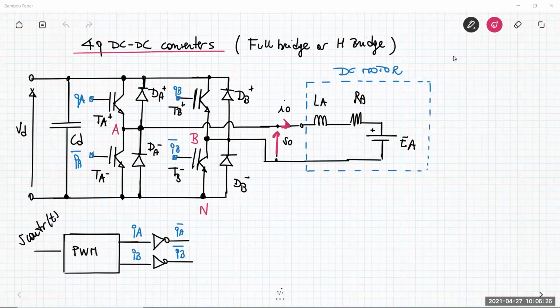Okay, let's start this week by continuing the discussion about the four-quadrant DC-DC converter.